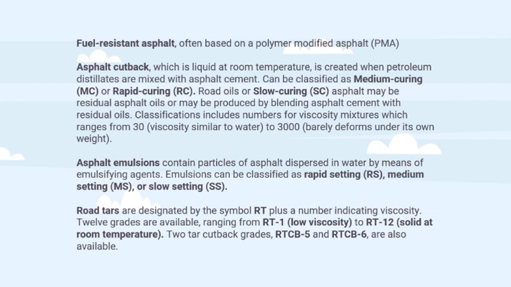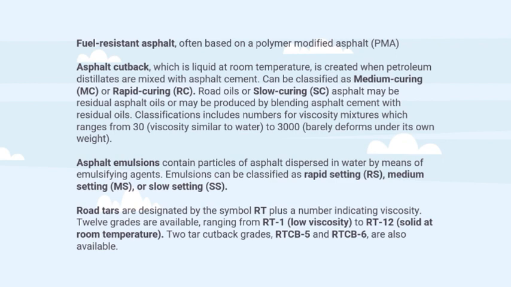So asphalt cutbacks, which is liquid at room temperature, is created when petroleum distillates are mixed with asphalt cement. Can be classified as medium curing, rapid, and slow curing. So next would be asphalt emulsions. So asphalt emulsions contain particles of asphalt dispersed in water by means of emulsifying agents. So asphalt emulsions have several important advantages. They can be applied to wet aggregates and they are not flammable or toxic. So classified din sila as rapid setting, medium setting, and slow setting.